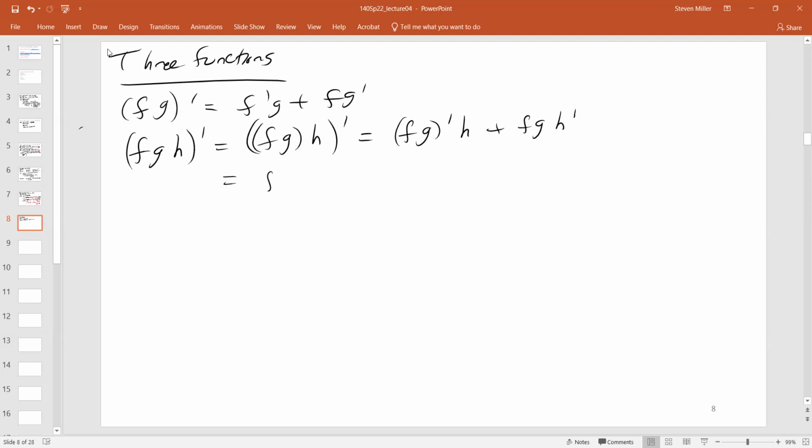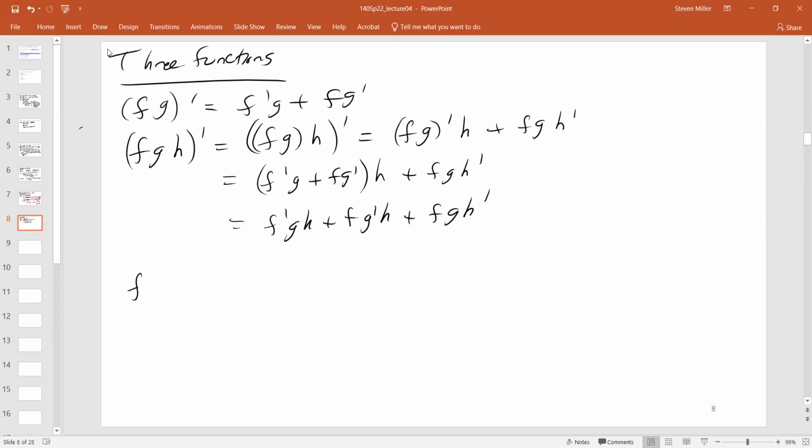So that's going to be f prime g plus fg prime times h plus fgh prime, which is f prime gh plus fg prime h plus fgh prime. So if I have a product of three functions, it's f prime gh plus fg prime h plus fgh prime.